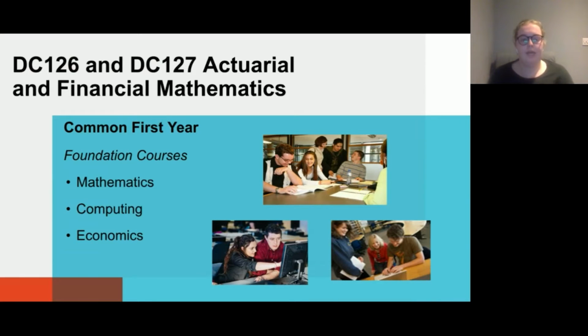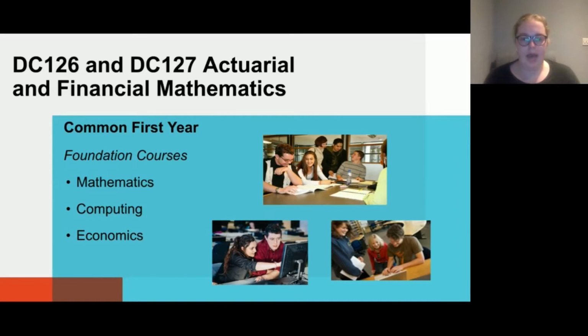So I'll just talk briefly about the different types of modules that you do in the course. Like I said, common entry and the actuarial maths courses both have a common first year. The main courses are in maths, computing and economics, with the majority of them obviously being in maths. So you'll be doing linear algebra, integral calculus, analysis, sequence and series. They're just a few of the modules that you'll be doing in first year.